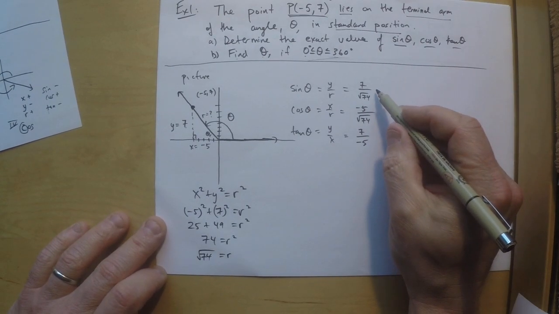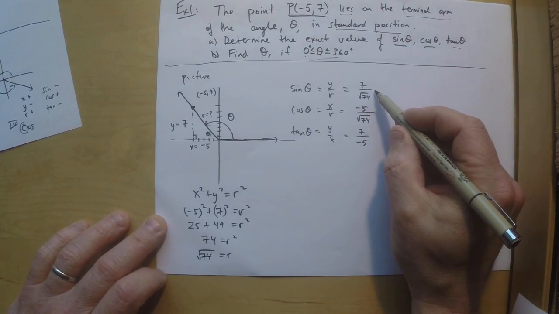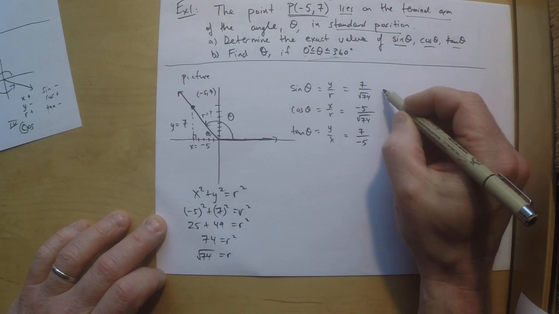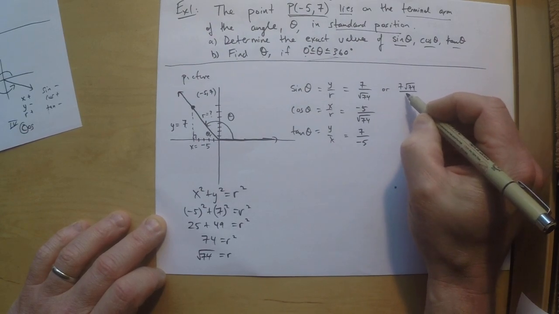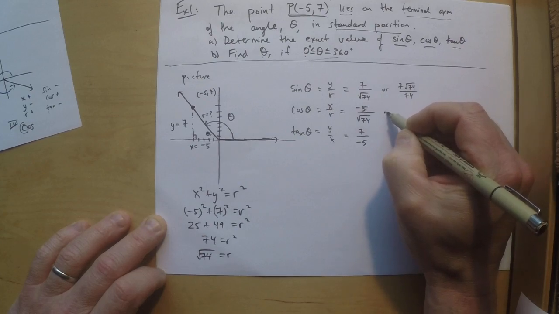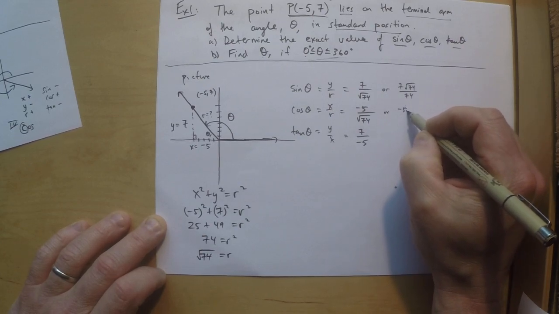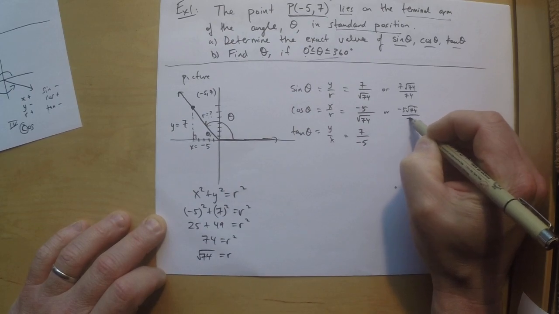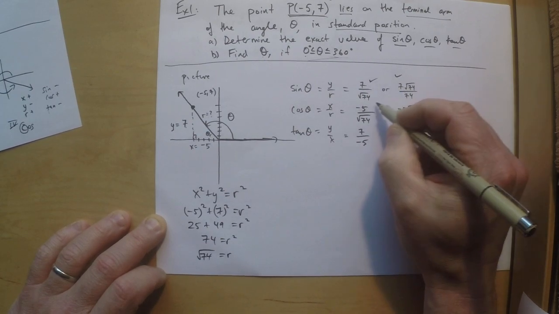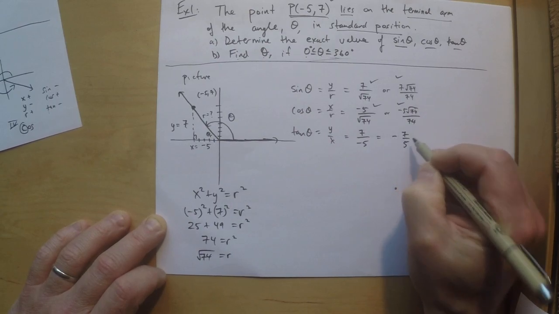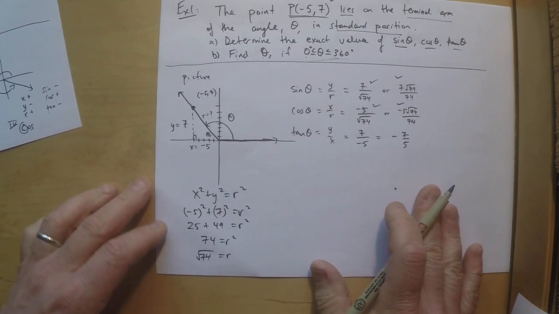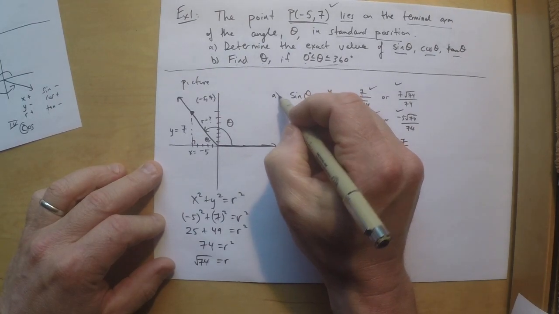And I could rationalize, like the last unit, I could multiply both top and bottom by root 74. So the back of the book might, depending on their mood, rationalize it. They might leave it like this. That's just a matter of choice. They don't have to. They're both right. This one's already rationalized. The only thing I might do is put the negative on top just so it looks prettier. Okay, so there's my part A done.